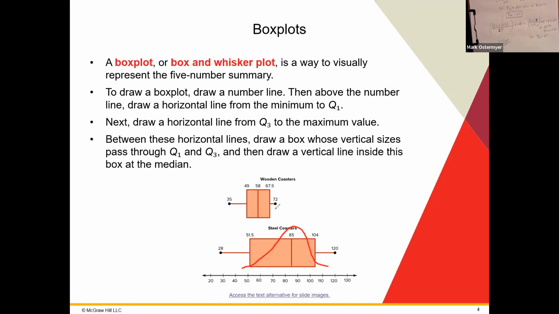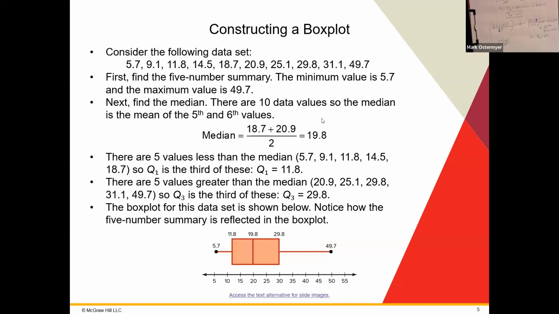You have to find a 5-number summary to build a box plot. That is required. Now, obviously, you have to have your data sorted to do any of that. Okay. All right, here's an example. Suppose that we have these observations in a data set. Notice, luckily, they are sorted from smallest to largest, left to right. To build a box plot, we have to find the 5-number summary. The minimum value would be 5.7. The maximum value is 49.7.